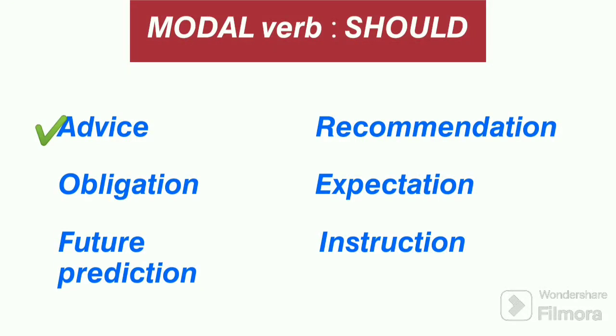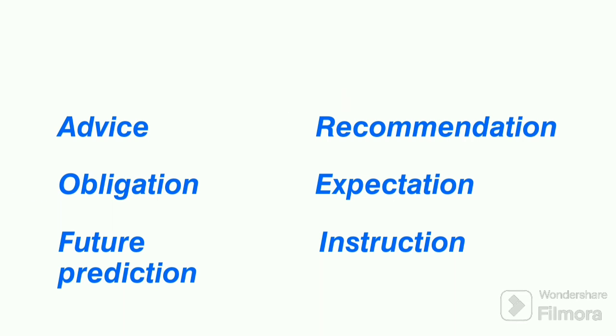An advice, a recommendation, an obligation, an expectation, a future prediction, and an instruction. These are the purposes for which the modal verb should is used in English sentences. Let's understand them with the help of examples.